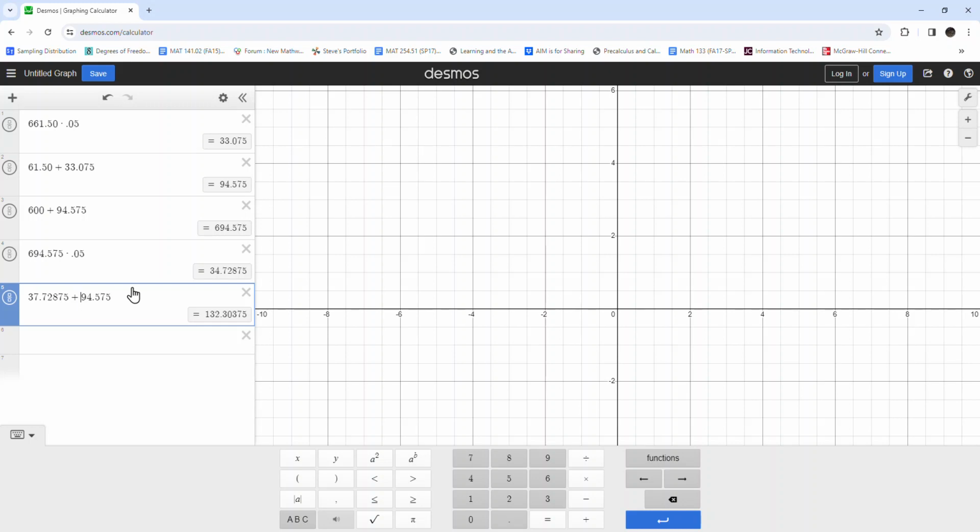The account balance then after 4 years is this amount added to the 600 that we initially deposited. $732 and approximately 30 cents.